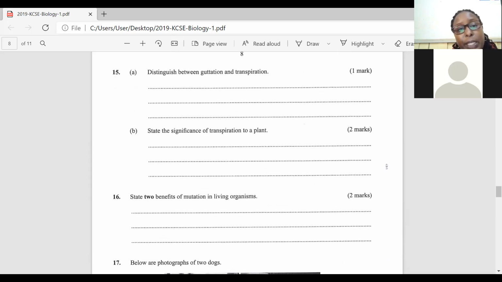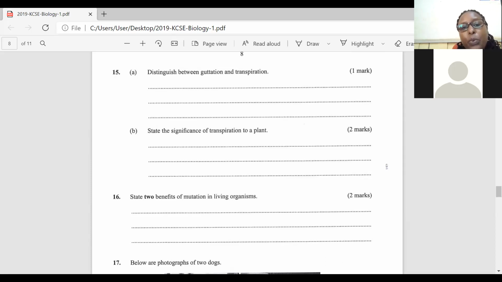I had used this example also on guttation and transpiration, and to repeat on it again, I said that we have to bring out the uniqueness of the two terms, guttation and transpiration. I talked of how the water is lost and in what form the water is lost. You have to talk about the two cases. We also have to talk about parts where the processes are taking place to bring out the difference between the two, and that when well done, it would score 1 mark.